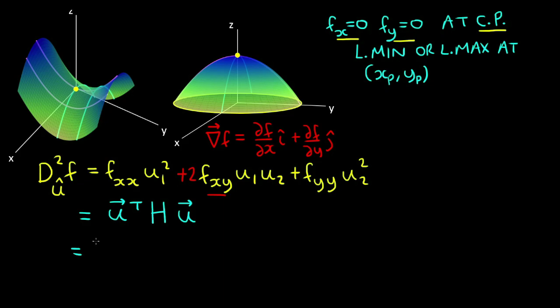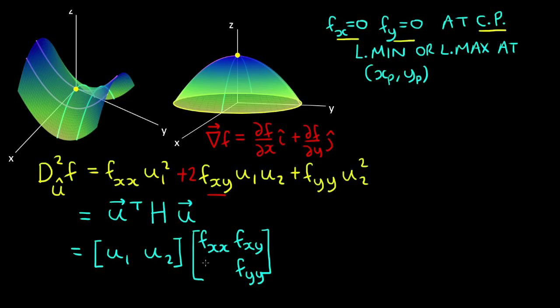So in matrix form, we have the transpose of the vector u being the direction vector, and we have a square symmetric matrix with the second partials with respect to x and y on the diagonal, and we have 2 of the partial with respect to x and y, so we put one of each of these in the remaining entries, and that's multiplied by u, which has components u1 and u2, and that's equal to our second derivative of our function in the direction of u.